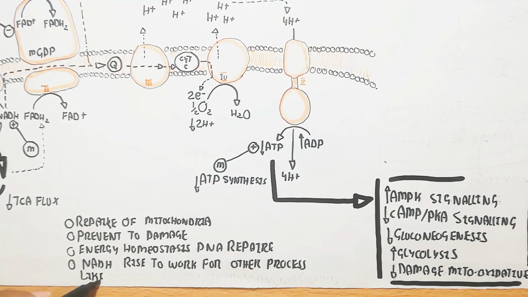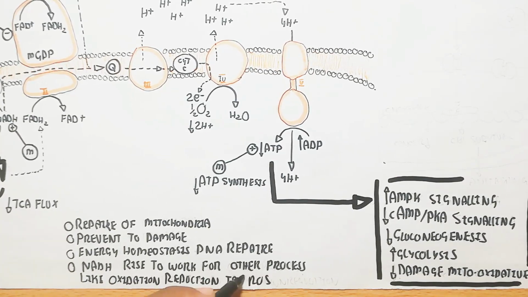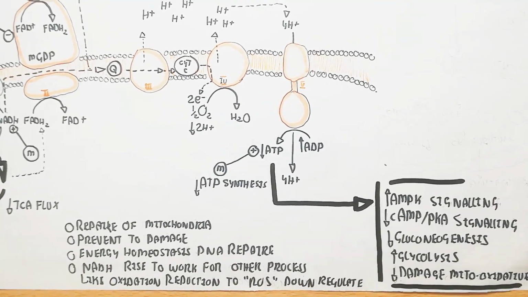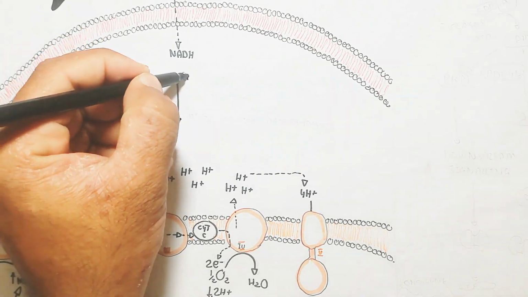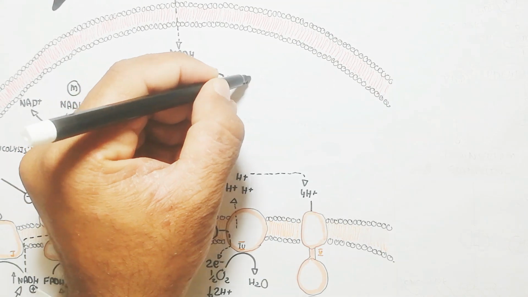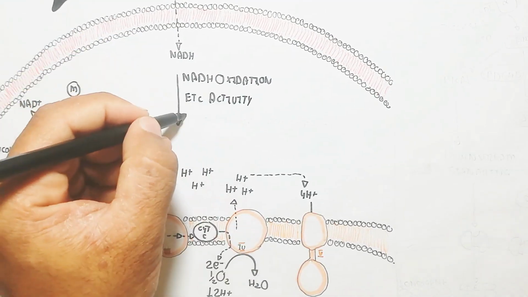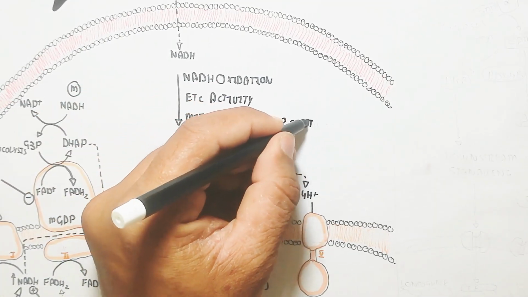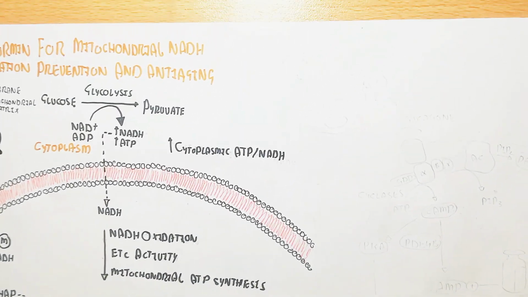But remember that it is also an oxidation reduction reaction leading to reactive oxygen species down regulation. So the reactive oxygen species and reactive nitrogen species will down regulate. In this way the oxidative stress will be decreased. Cytoplasmic NADH will enter into the outer mitochondrial matrix from the outer mitochondrial membrane. Basically NADH oxidation will decrease, electron transport chain activity will decrease, and mitochondrial ATP synthesis will be decreased.